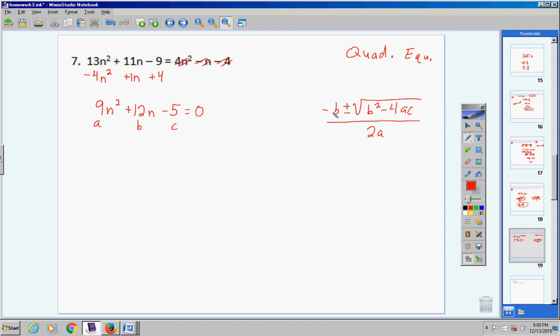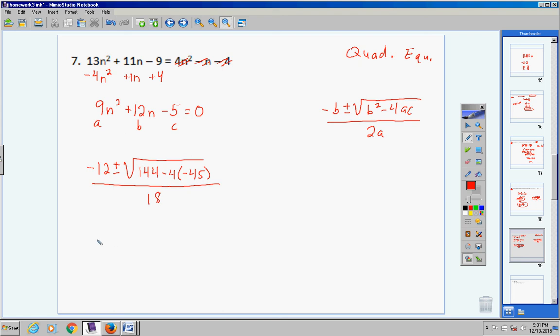So I have a negative sign. B is 12, so negative 12, plus minus the square root of b squared. B is 12, so 144, minus 4ac, so negative 4, and then ac, 9 times negative 5, that's negative 45. All over 2a. A is 9. 2 times 9, 18.